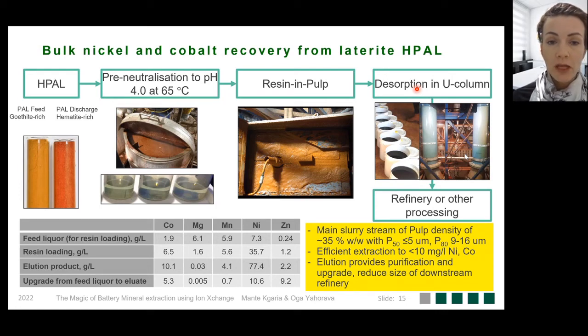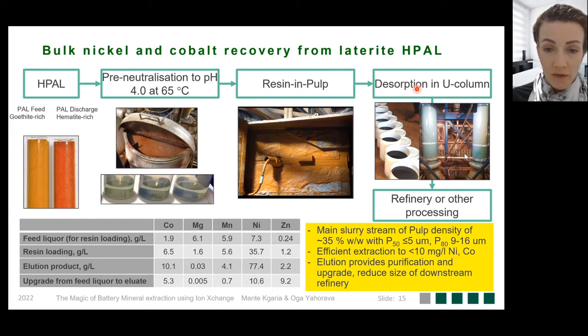And metal were first upgraded onto the resin. And then when the elution was done in the U column Mante was mentioning before, we generated a very rich nickel cobalt liquor, which was then subsequently used for purification, separation, and production of nickel and cobalt salts, which met requirements of the battery market.